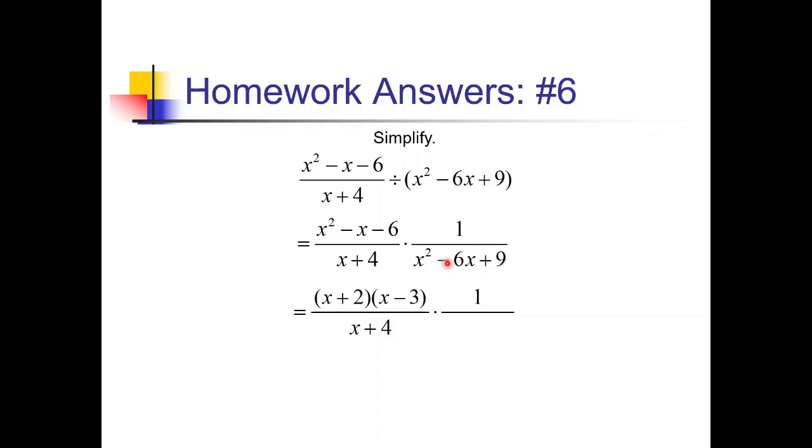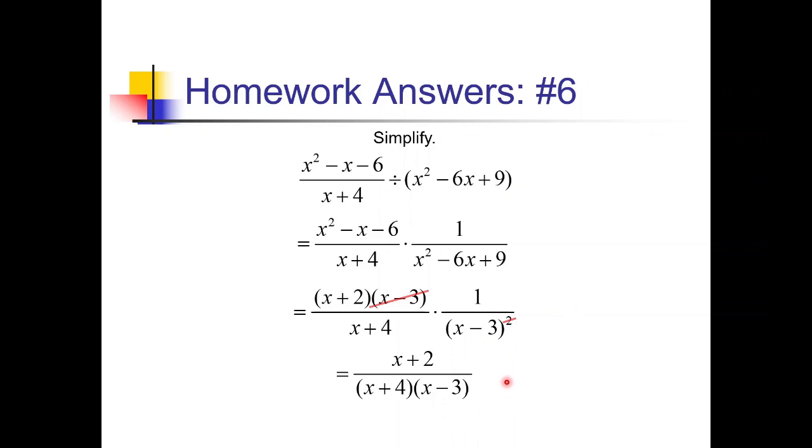Well, let me think. 1 and 9 doesn't work. 3 and 3 works if they're both negative. So x minus 3 squared then. And now I can cancel this x minus 3 with one of these x minus 3's, just one of them though. And that's about it. So that leaves us with x plus 2 over x plus 4 times x minus 3.